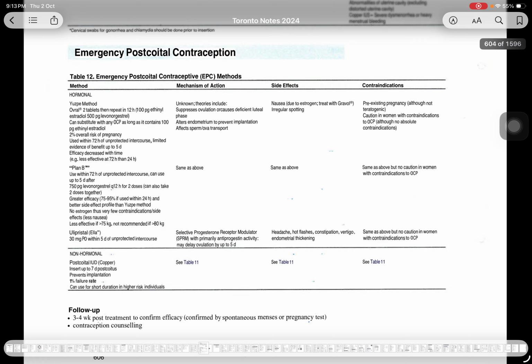Mechanism of action is unknown, theories include suppression of ovulation or causing a deficient luteal phase, altering the endometrium to prevent implantation, and affecting sperm transport. Nausea would be another side effect that the patient may get due to estrogen, which can be treated with Gravol, and irregular spotting. Contraindication: pre-existing pregnancy, although not teratogenic. Caution in women with contraindications to OCP, although no absolute contraindication.